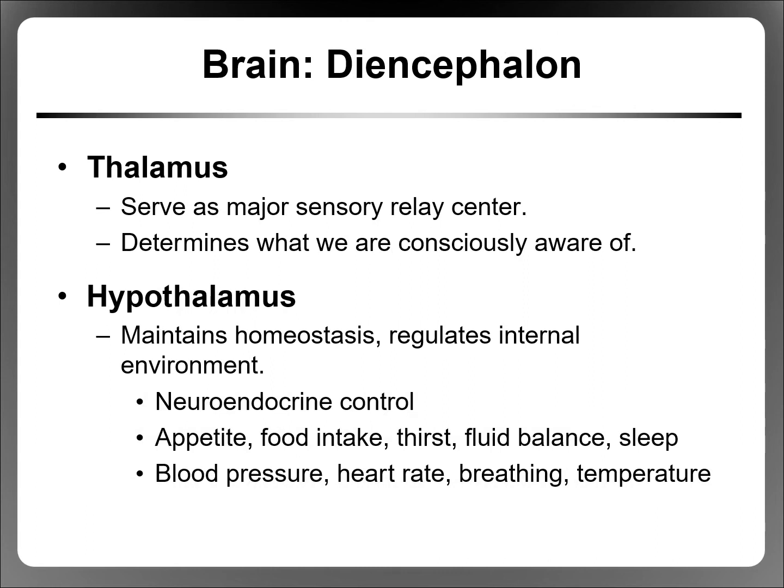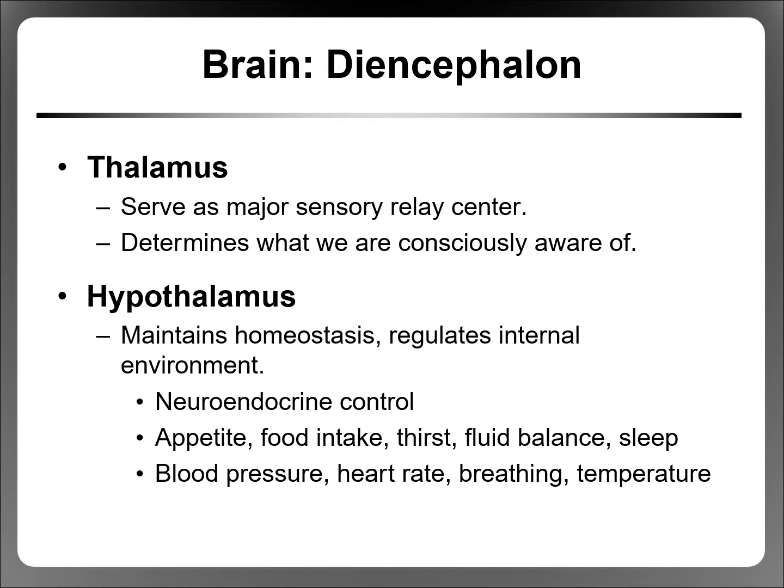The second part of the brain is the diencephalon. This contains two important regions called the thalamus and the hypothalamus. Our thalamus serves as our major sensory relay center, and this determines what we are consciously aware of. Our hypothalamus is going to be important because it helps maintain homeostasis and regulates our internal environment.